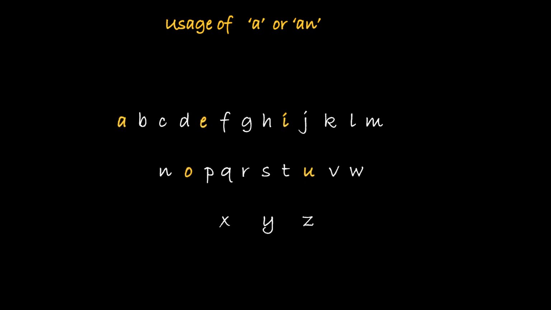So students, let us learn about usage of a or an. All of you know that there are 26 letters in the alphabet, and out of which 5 are vowels: A, E, I, O, U. All these 5 letters are vowels. So the words which start with a vowel sound, we use an before them.